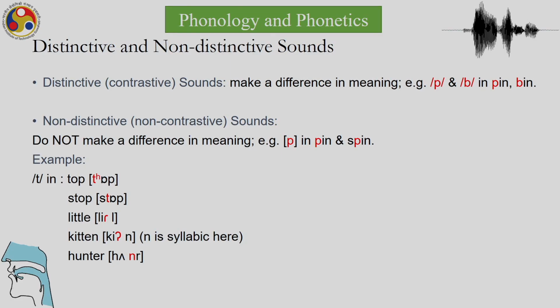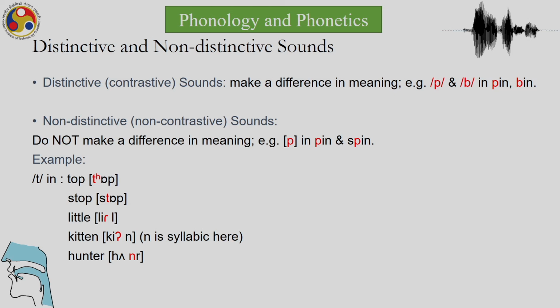So, distinctive and non-distinctive sounds. The property of distinctiveness is very important in phonology. Sounds make a difference in meaning. So, pin and bin are 2 words because p and b are contrastive in this language, let us say English. And some sounds are not contrastive.